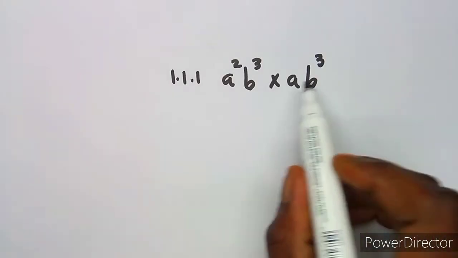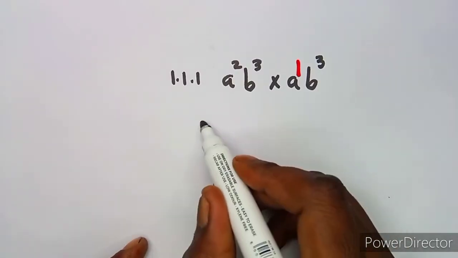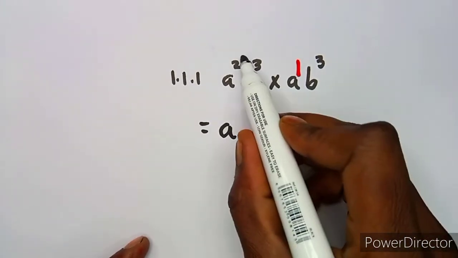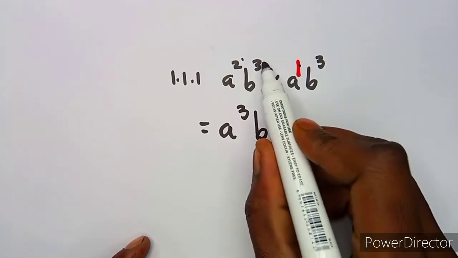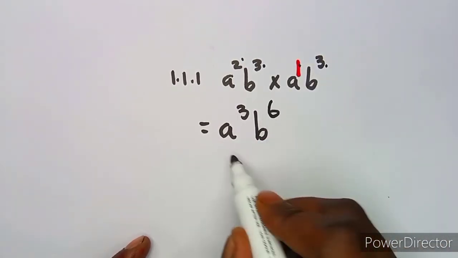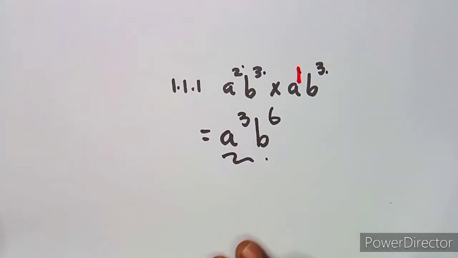Okay, so using the laws of exponents, we know that whenever you are multiplying the bases which are the same, you are going to add the exponents. So this a here is the same as a to the exponent of 1. So we are going to have a to the exponent of 2 plus 1, which is 3, b to the exponent of 3 plus 3, which is 6. All right, so that one was simply adding, guys. As you can see, you are simply adding the exponents there. So that's how the first question is.